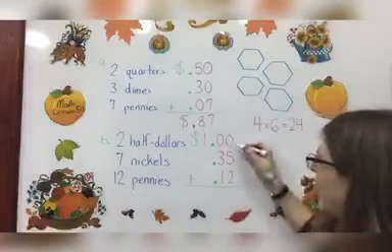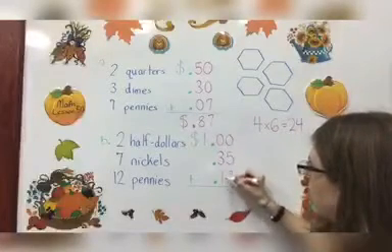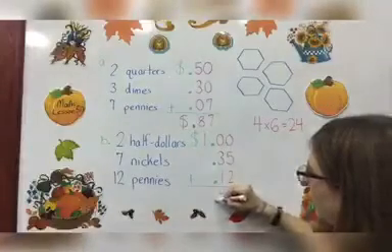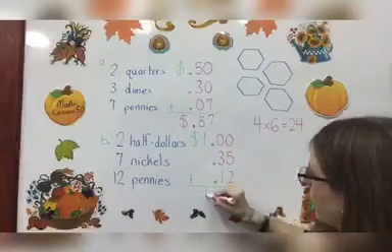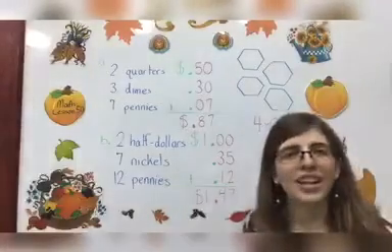Now I add. 5 plus 2 is 7. 3 plus 1 is 4. Decimal point. Bring down my 1. $ sign on the end. $1.47.